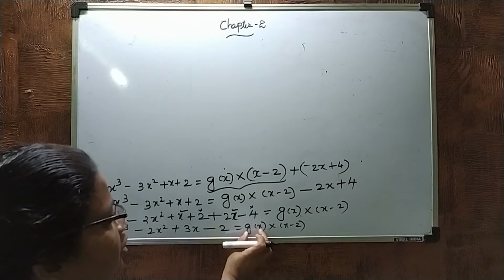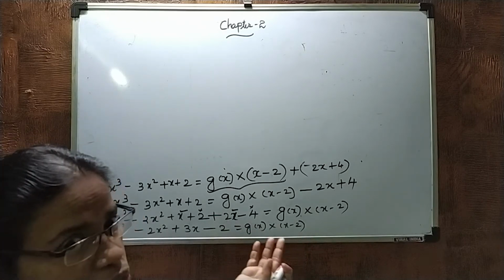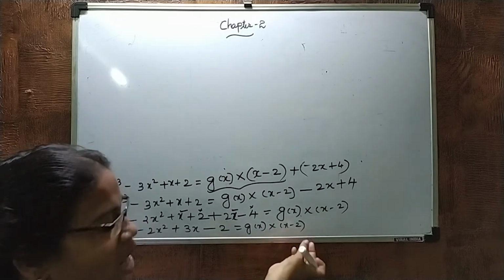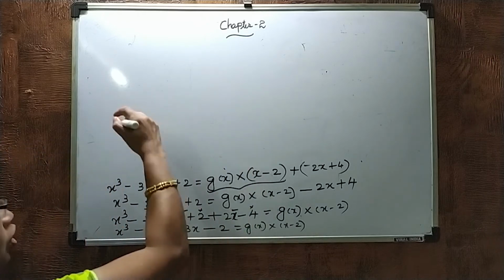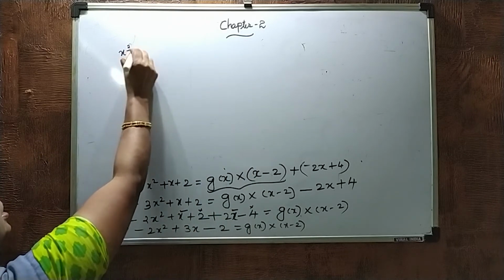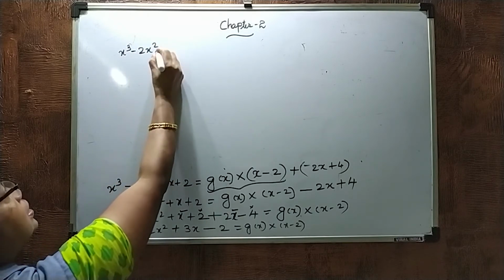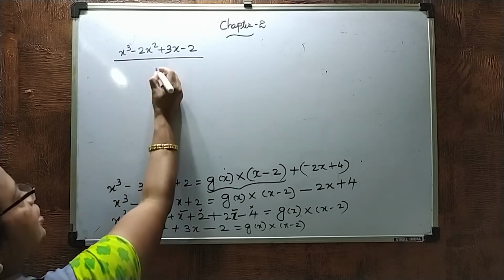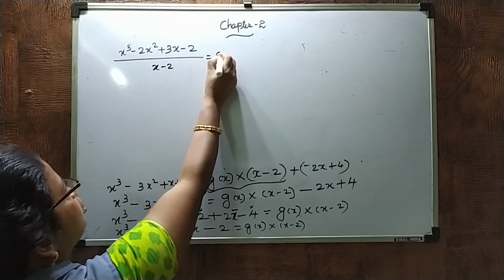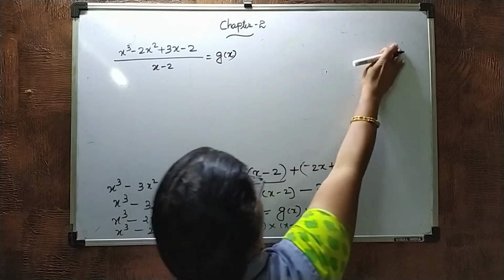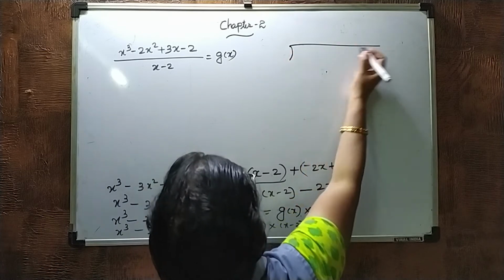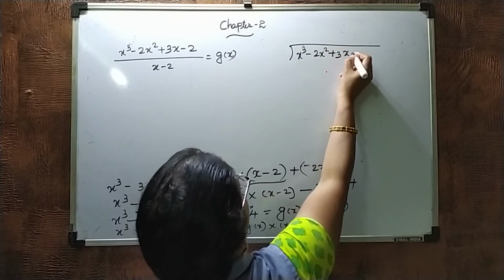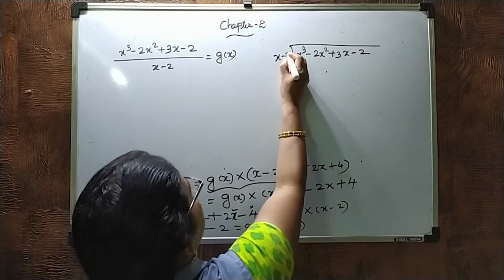Now what you have to do is keep the g of x here itself and take this x minus 2 to the other side. Here multiplication is going on, so take this x minus 2 to the other side by division. So it will be x cube minus 2x square plus 3x minus 2 divided by x minus 2 equals g of x. Now we will do the division. X cube minus 2x square plus 3x minus 2 divided by x minus 2.